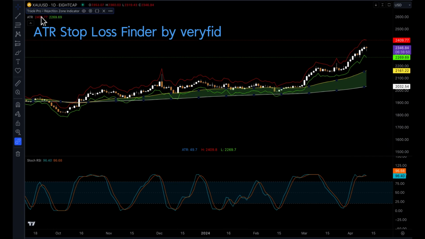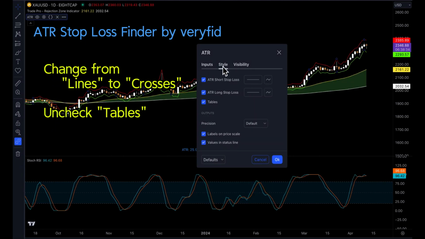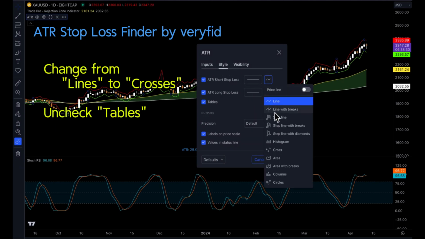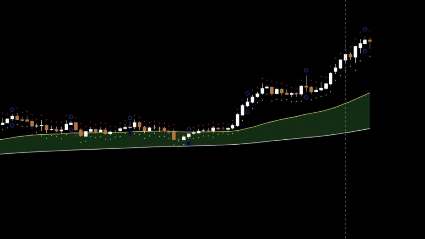The settings for this indicator are length 14, smoothing EMA, multiplier 0.7, and leaving unchanged the defaults source 1 high and source 2 low. Also get rid of the price lines. And personally, I changed the style to crosses just for ease of use, and I unchecked tables.